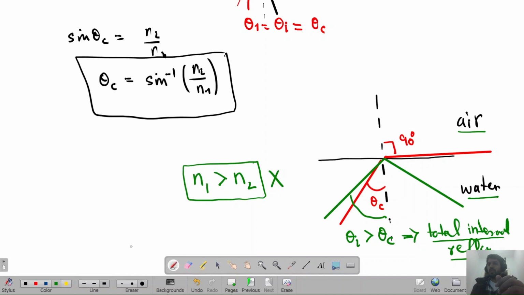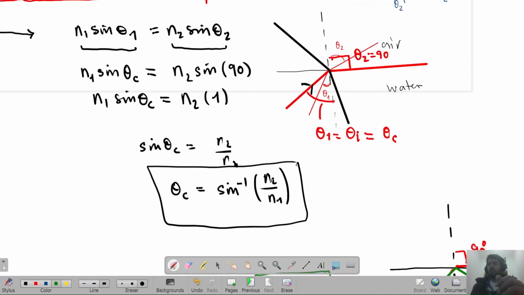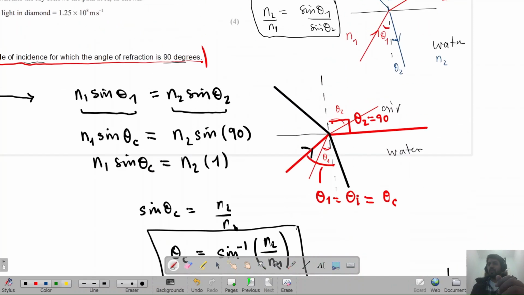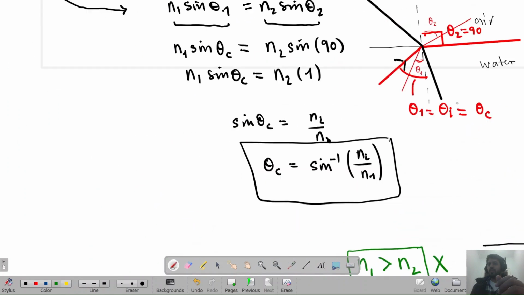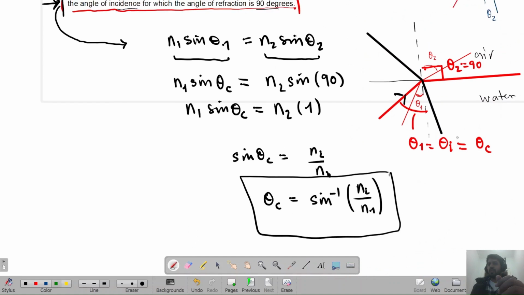So that's why I explained that if the light was coming from air and entering into water, then total internal reflection is not possible, because N1, which in this case is the refractive index of air, will be smaller than N2, right? So it means total internal reflection is not possible, and then it is meaningless to work with critical angle. So all of these things are connected, and you have to remember that you can derive the critical angle from Snell's law.